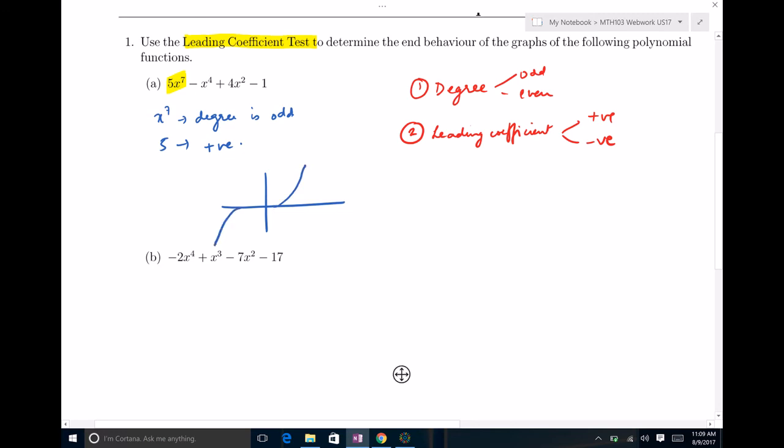And the example graph that you want to keep in mind for a situation like this is, what does the graph of x cubed look like? The graph of x cubed looks like this. It rises in the right and falls in the left. So that's a good example of that.